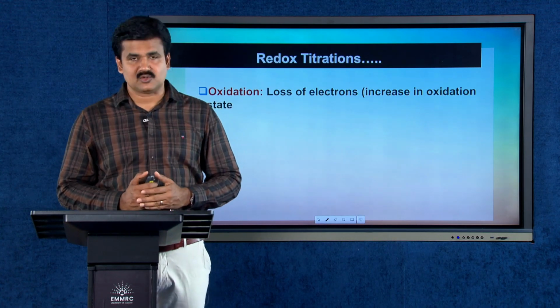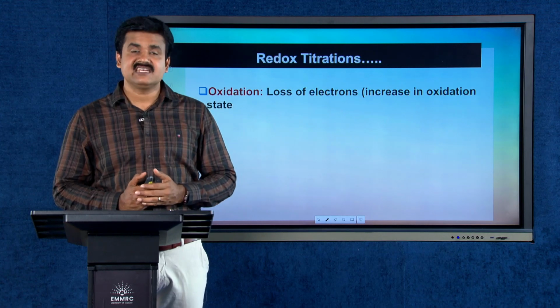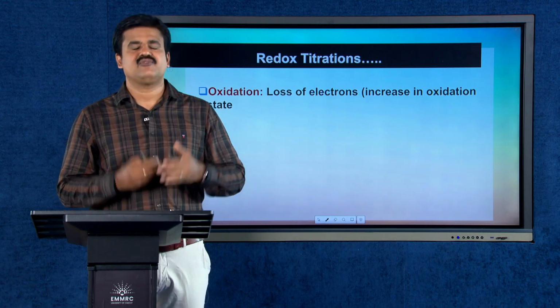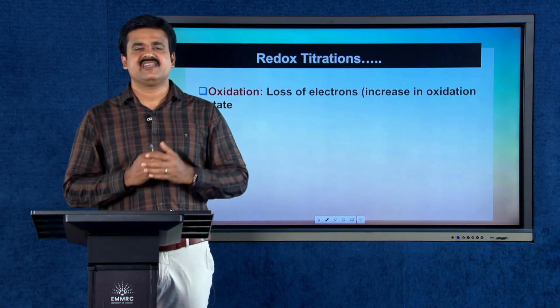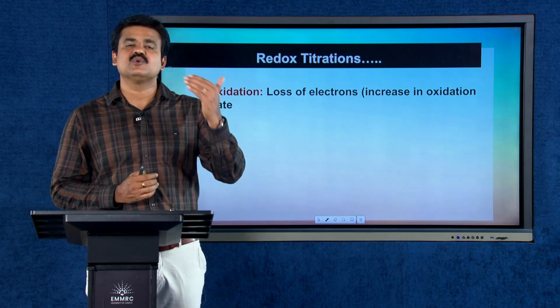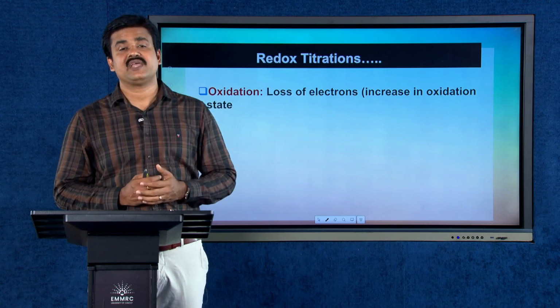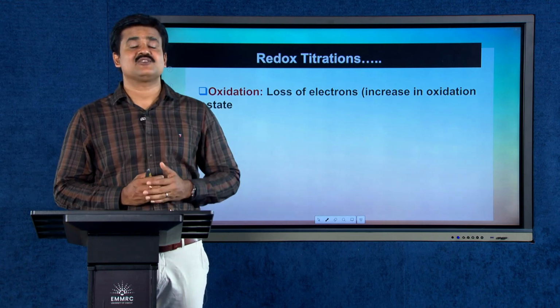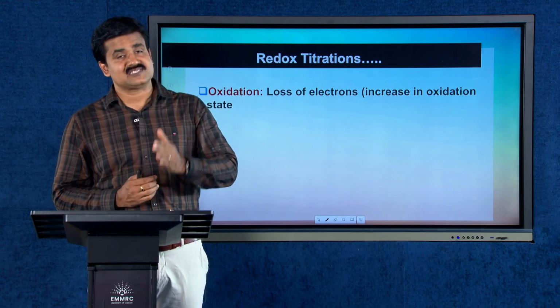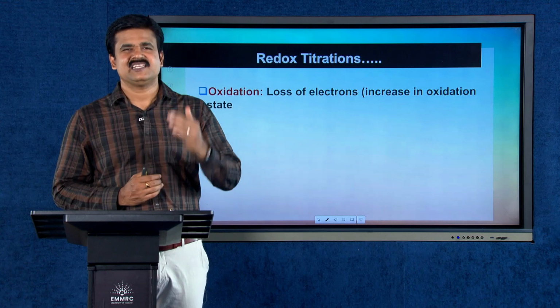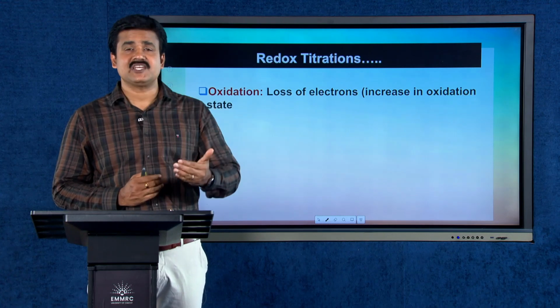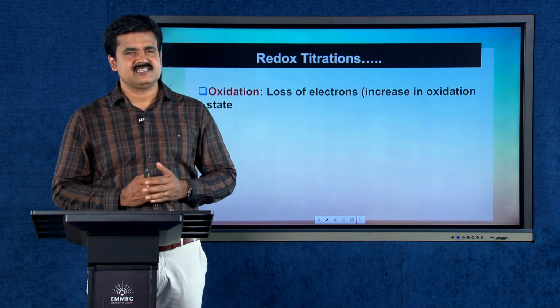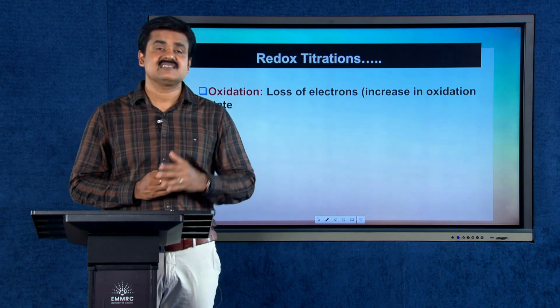Now, oxidation is the process which is simply the loss of electrons, and as a result of the loss of electrons, there occurs an increase in oxidation state. For example, suppose you are having a sodium atom. If it loses one electron and is converted to Na plus ion, then as a result of this process, the oxidation state of sodium increases from 0 to plus 1. That process is the loss of electron, at the same time an increase in oxidation state. Such a process can be considered as oxidation.